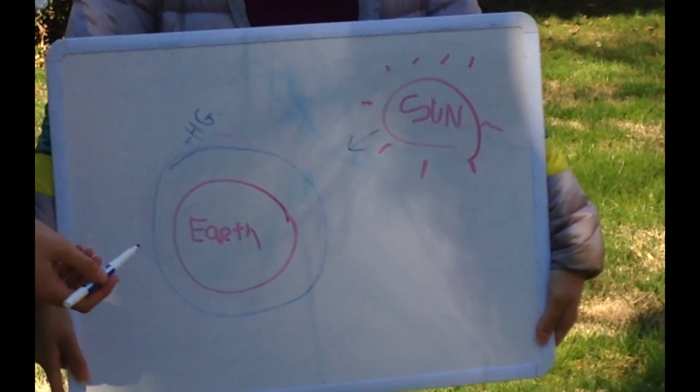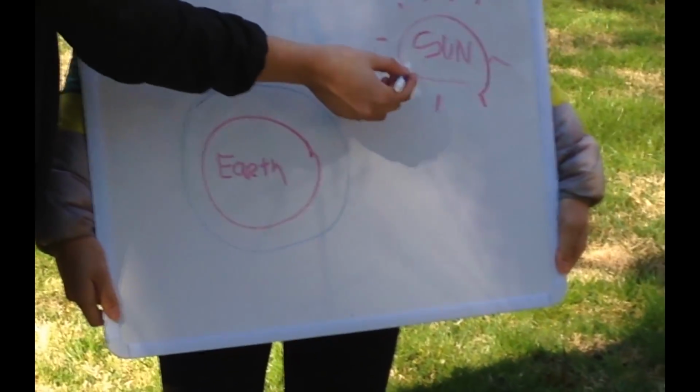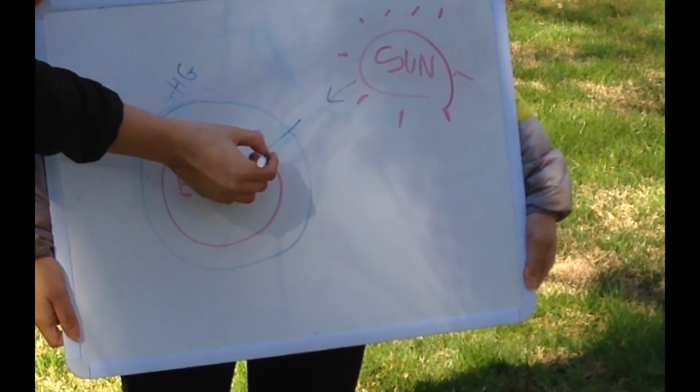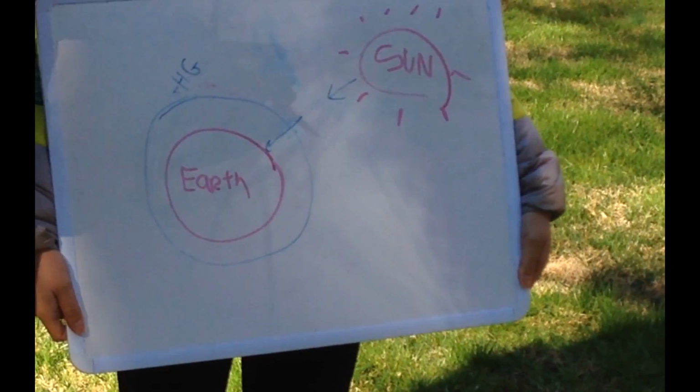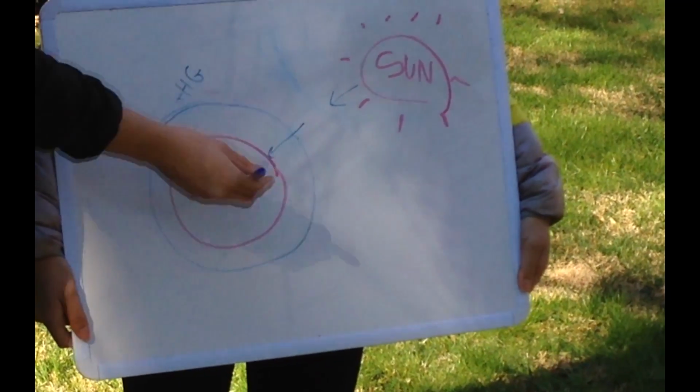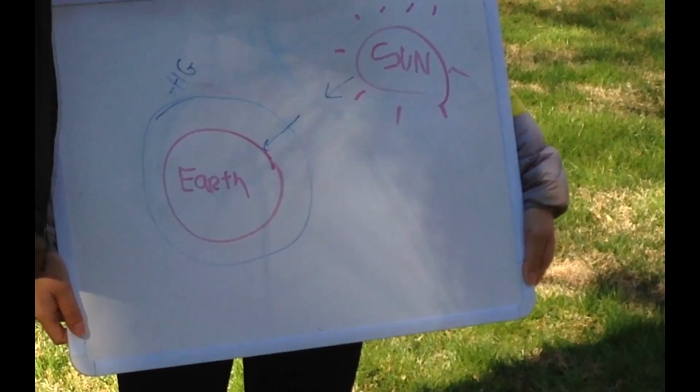So we have the greenhouse gases, and we have energy coming in from the sun, and then what happens next? Who wants to draw what they think happens once energy comes and hits the earth?